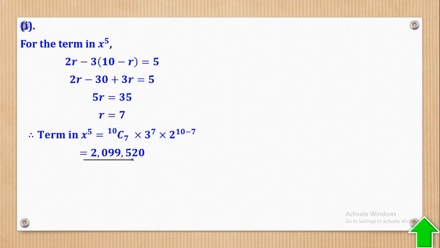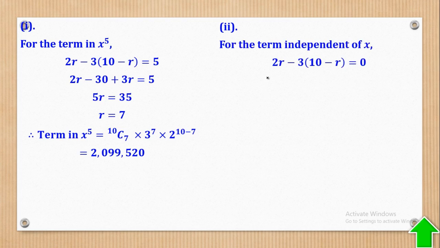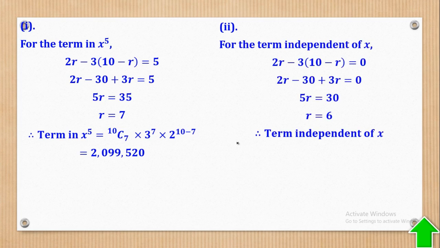Use a calculator, you come up with that value. Then Roman 2, they want the term independent of x, therefore the power will be equal to 0. Expand, simplify, and get the value of r. Then come and substitute where there is r, you put there 6 to come up with the required term.